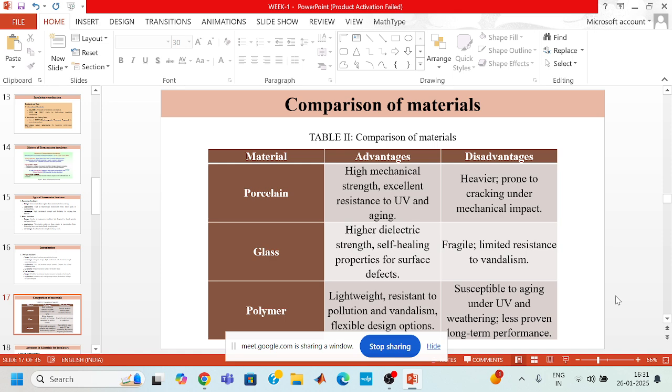The next is glass. Glass has higher dielectric strength and self-healing properties for surface defects, but the main disadvantage is that it is very fragile, with limited resistance to vandalism. Now the next material is polymer, which as we know is very lightweight, resistant to pollution, and very flexible in design. But the main disadvantage is that it is susceptible to aging under UV radiation and weathering, and has less proven long term performance.